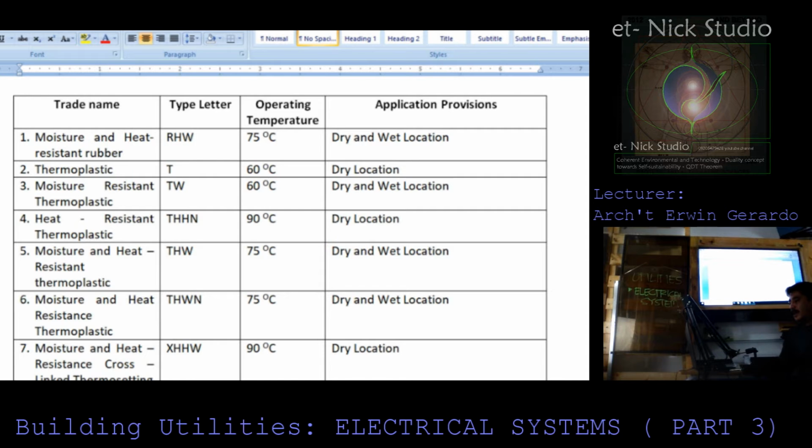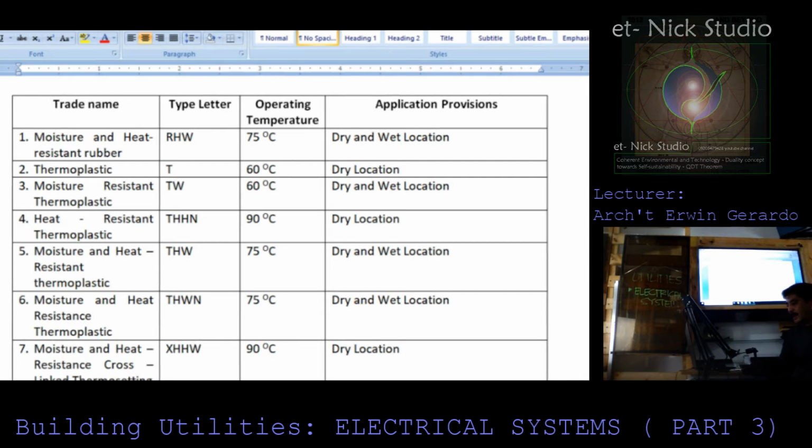For thermoplastic, it is abbreviated as T, having operating temperature of 60 degrees Celsius, and it is applied to dry locations. Number three is the moisture resistant thermoplastic. It is abbreviated as TW. Its operating temperature is 60 degrees Celsius. It is applied to dry and wet locations.